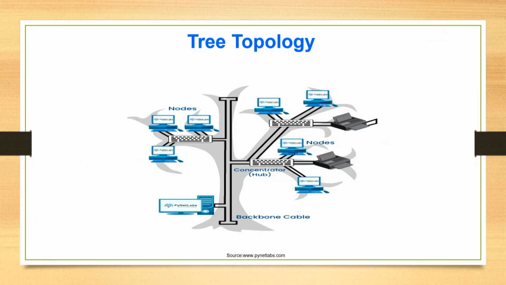Next is the tree topology. Tree has a property that it has a root, branches, and the leaves.